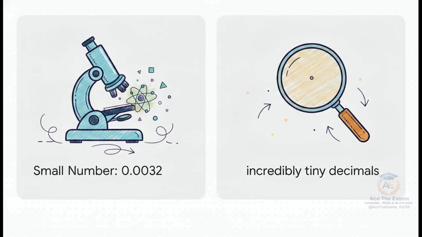And remember that negative index survival tool we learned a few minutes ago? It comes back here to brilliantly represent incredibly tiny decimals. An ordinary number like 0.0032 is frankly exhausting to look at. But in standard form, we move the decimal point 3 places to the right to get our front number perfectly between 1 and 10, which gives us 3.2. Because we are dealing with a tiny decimal, a number smaller than 1, our power of 10 must be negative, so it perfectly translates to 3.2 times 10 to the negative 3.